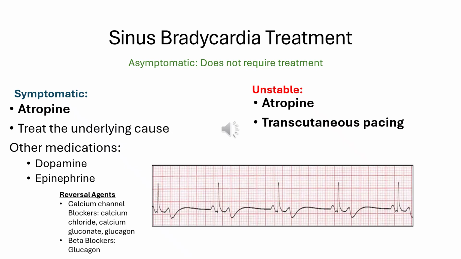Other medications we can use for symptomatic bradycardia, if they're not responsive to atropine, could be dopamine or epinephrine. Now, if a patient is symptomatic, ask yourself, are they stable? If they're unstable and they're unresponsive to atropine, that's where you need to become more invasive and you need to place the patient on the transcutaneous pacemaker. You're going to place the pads on the patient and you are going to begin pacing them.